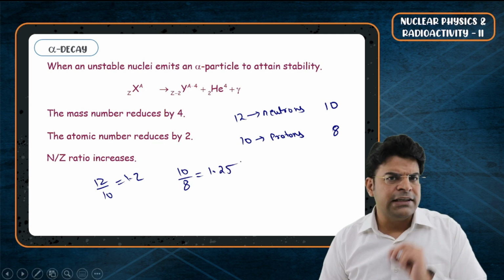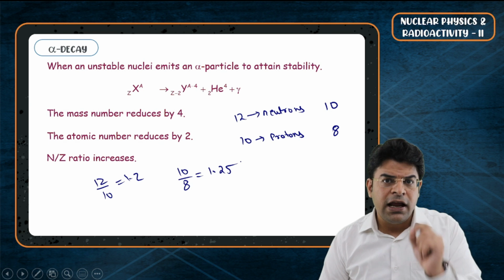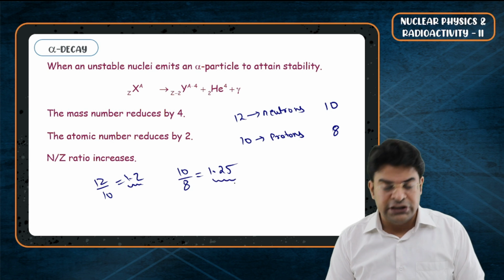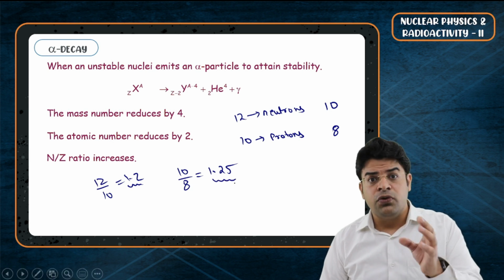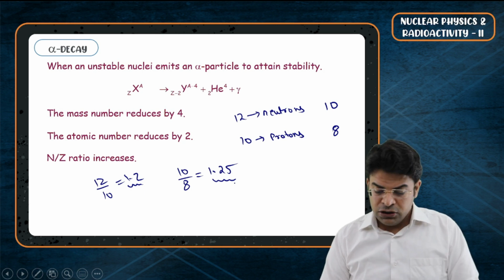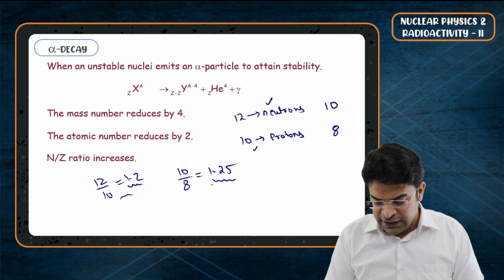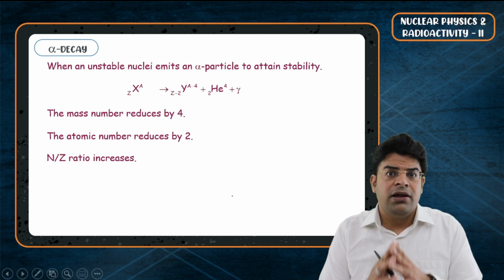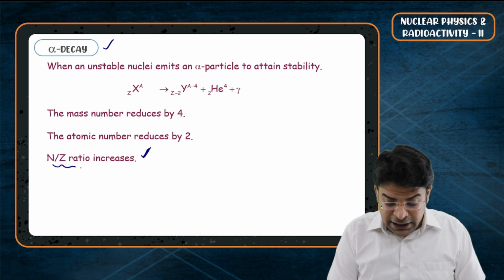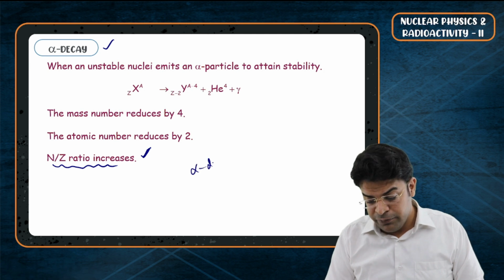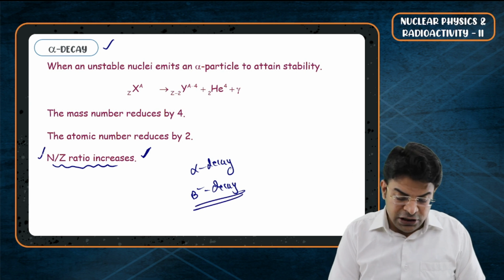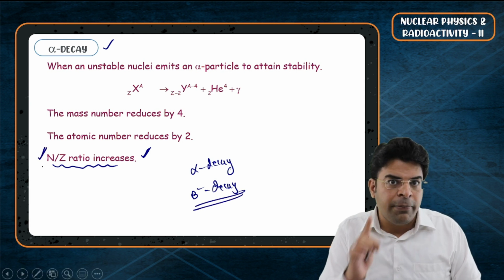I have taken this example to make you understand that whenever a heavy nucleus undergoes alpha decay, then the n by z ratio increases. The n by z ratio, which was originally 1.2, now becomes 1.25, greater than the original. So I have taken some numbers to make you understand this, but you need to remember that with an alpha decay, the n by z ratio increases. And this is the key why you can't have alpha decay and beta minus decay simultaneously. So you need to keep this point in mind to understand why they can't happen together.